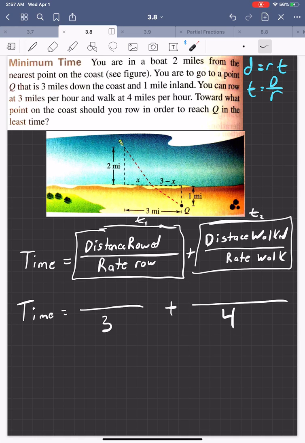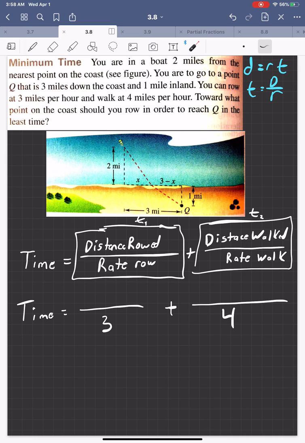if you take some arbitrary point X, let's assume that you land here on shore, well then you can label one of the legs of the triangle to be X. Obviously the other leg of this right triangle is 2 because you're 2 miles from shore. The distance is simply going to be the hypotenuse of this triangle. Does that make sense?